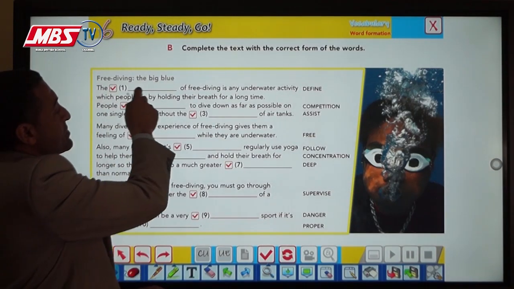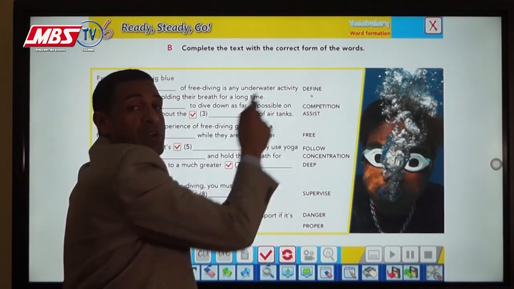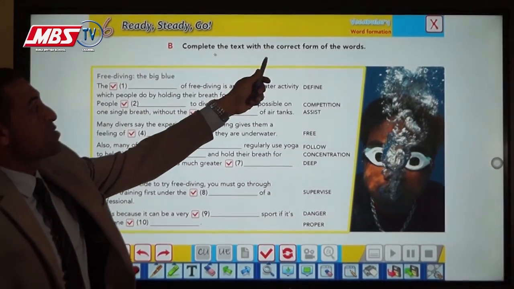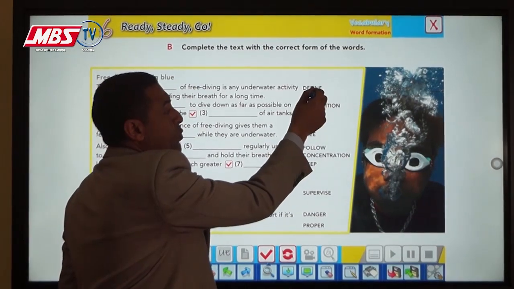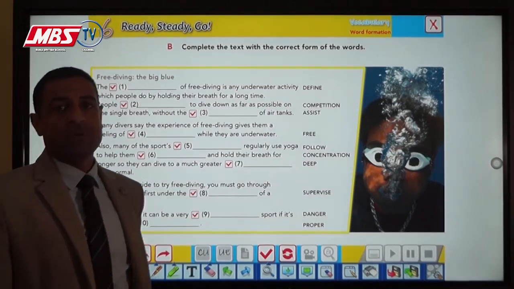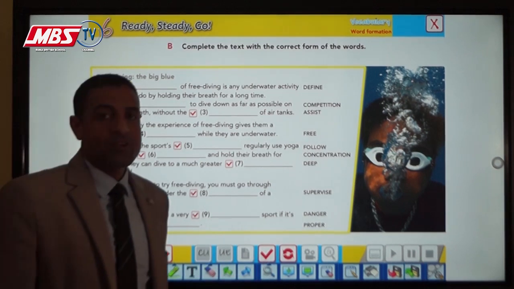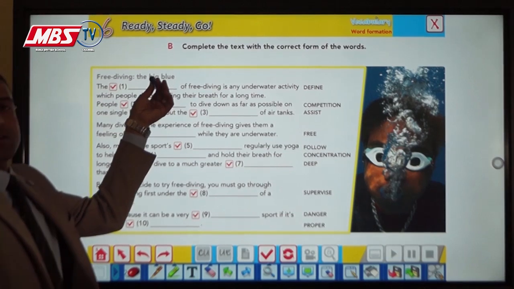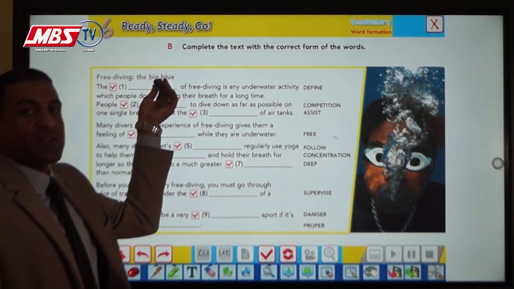So here I have this line. I have a missing word, and it tells me to use the word define. But here, read the question well. Complete the text with the correct form of the words. So here I have to get the correct form of the word define to complete this sentence. Define is a verb. I can use it as an adjective, as a noun, as an adverb, but who can tell me that? What do I need here to complete this space?